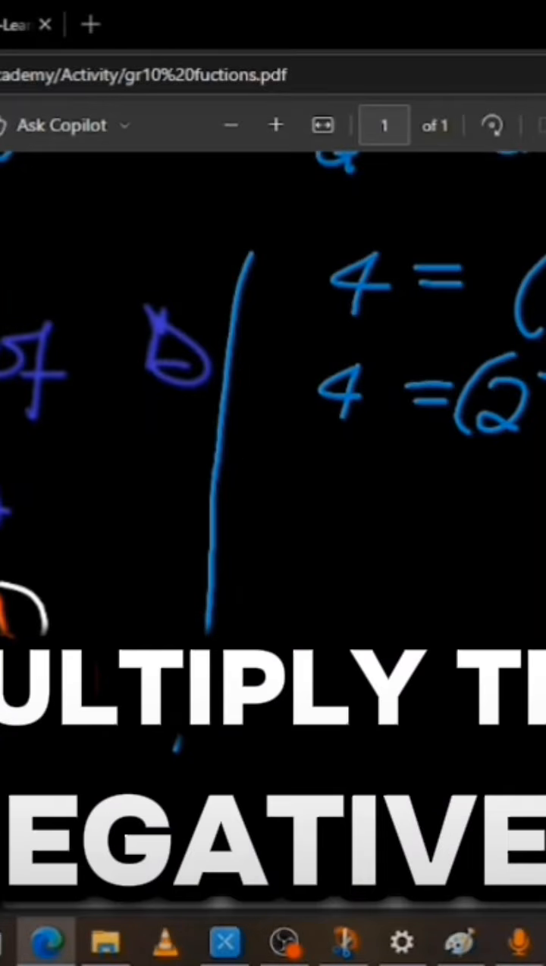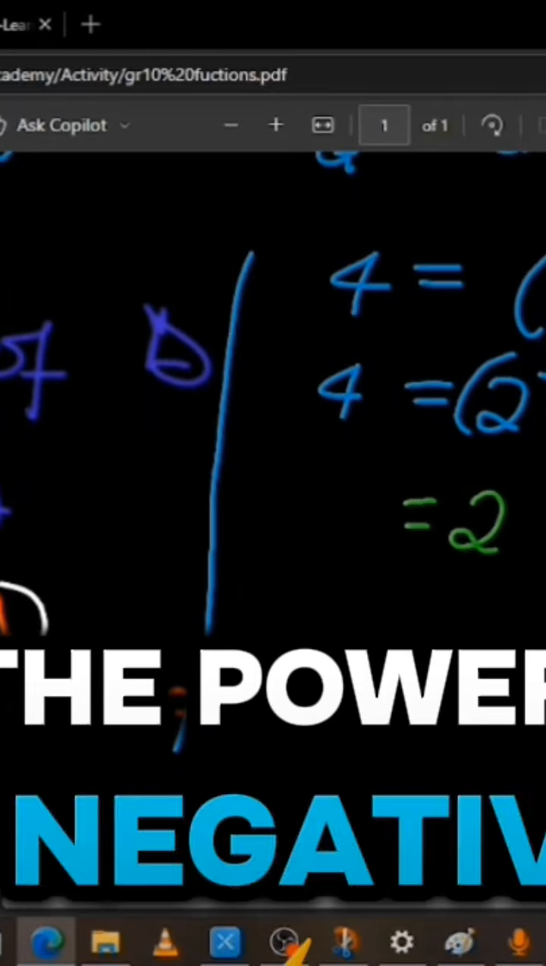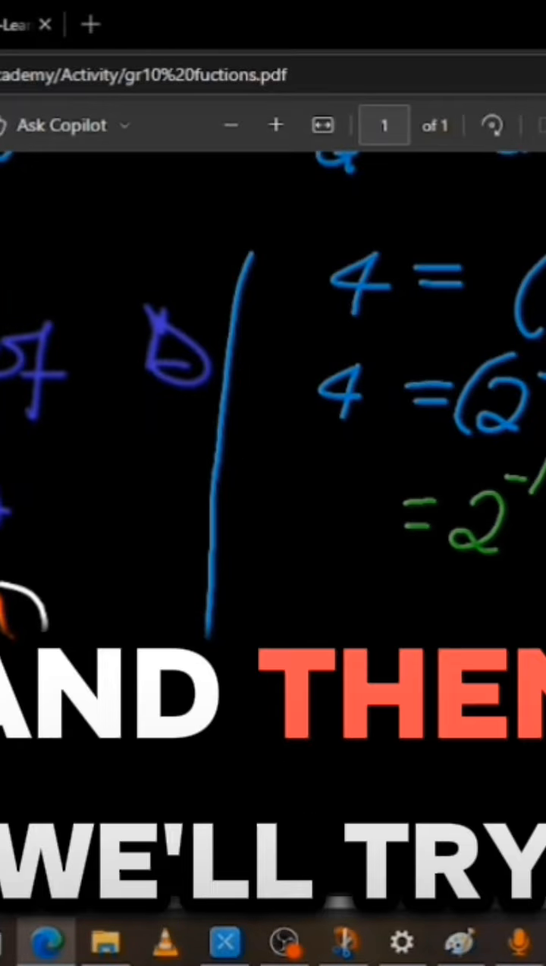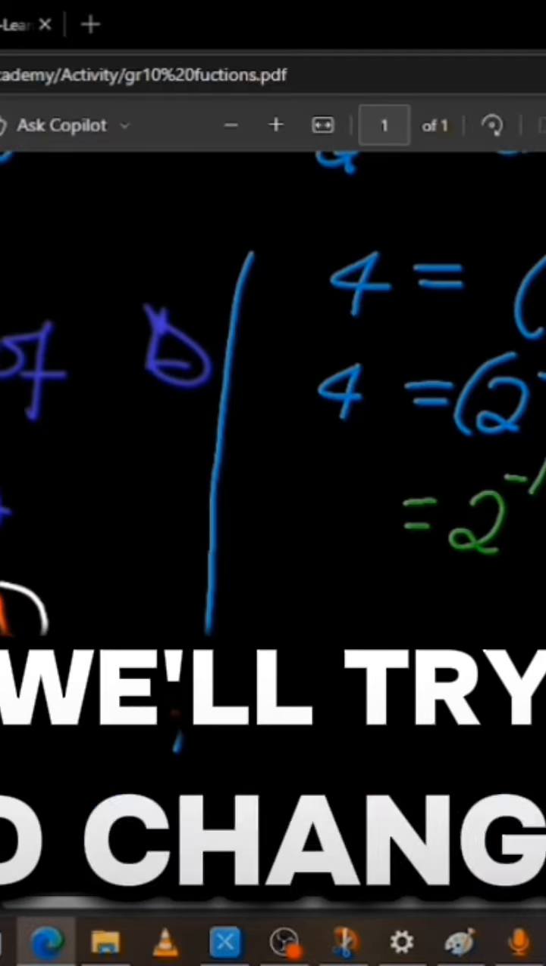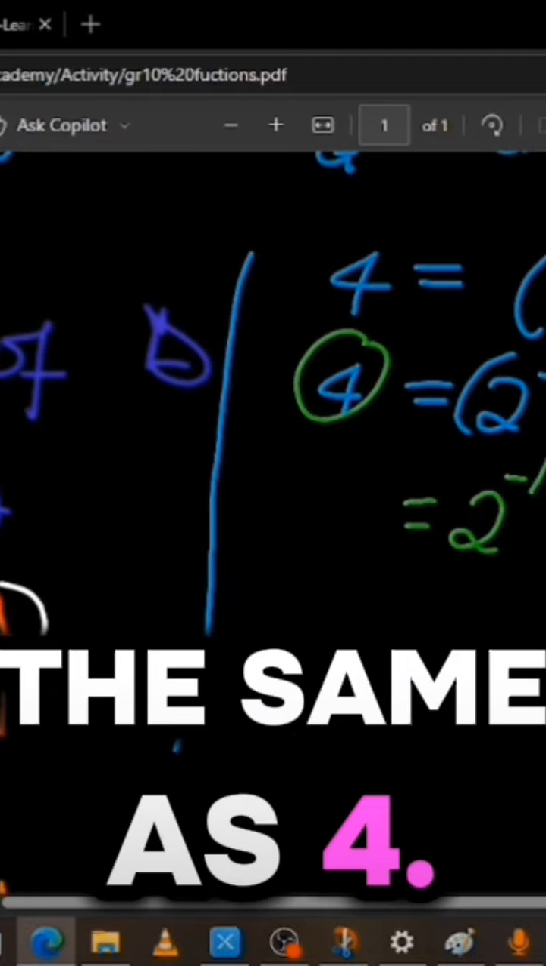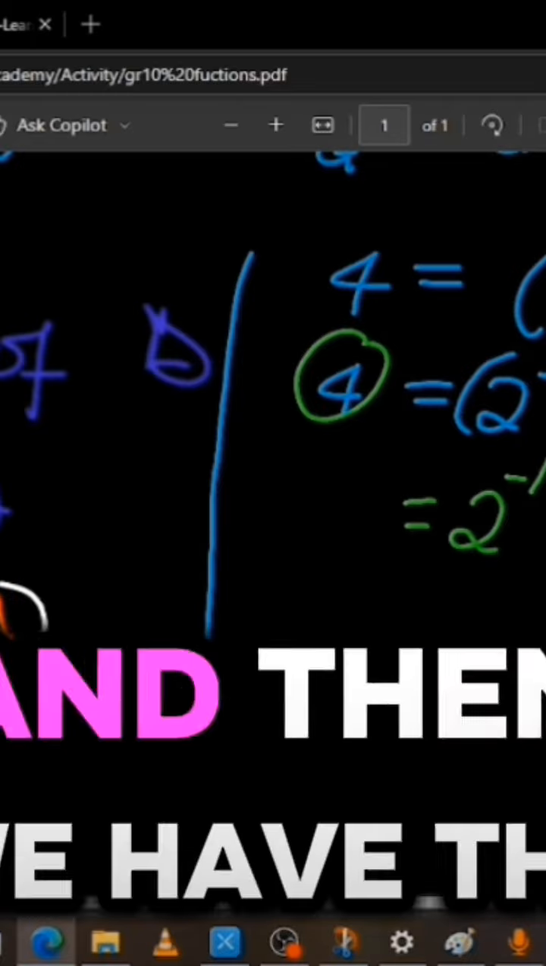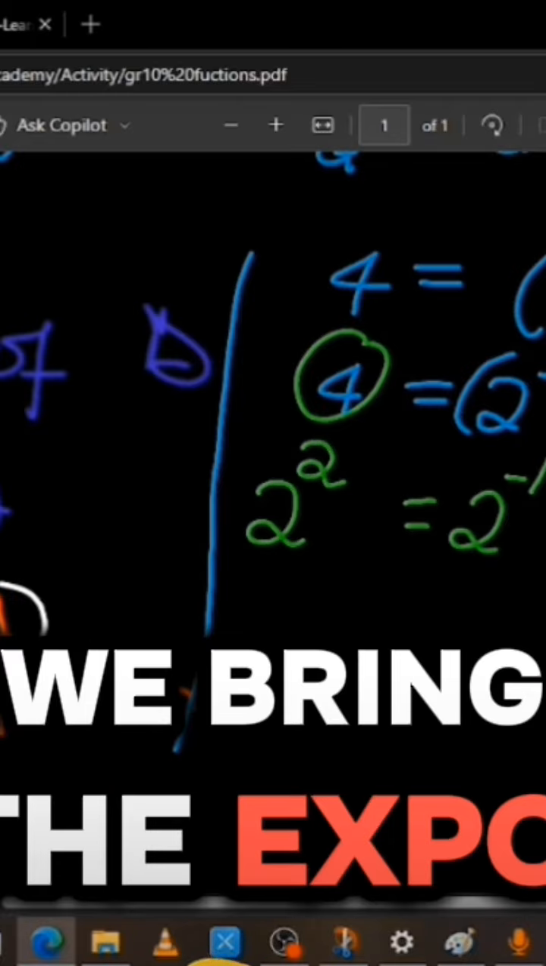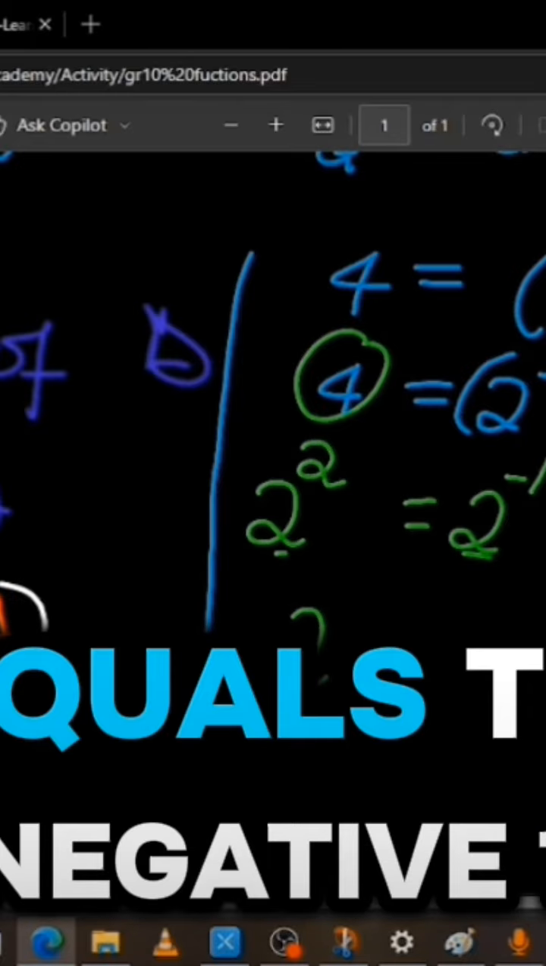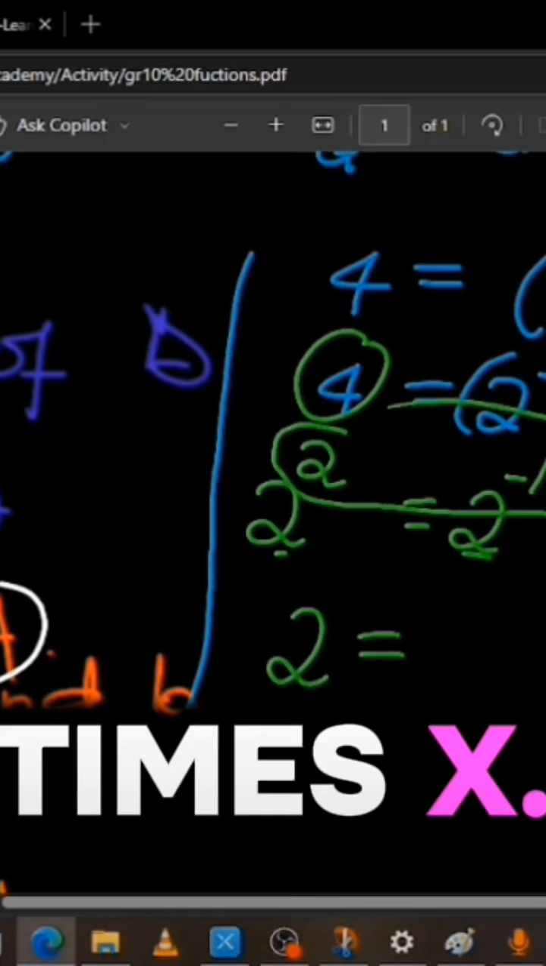Multiply the negative 1, giving us 2 to the power of negative 1 times x, and then we'll try and change 4. We'll know that 2 to the power of 2 is the same as 4. We'll rewrite that as 2 to the power of 2. And then we have the same bases. We bring down the exponents. The exponents are 2 equals negative 1 times x.